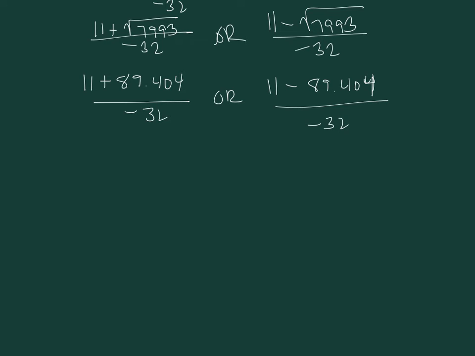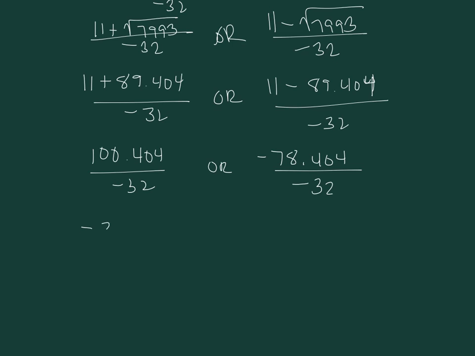So if I go 11 plus 89.404, I get 100.404 over negative 32, or 11, oops, sorry. Let me actually do the subtraction there. 11 minus 89.404 gives us negative 78.404 over negative 32.